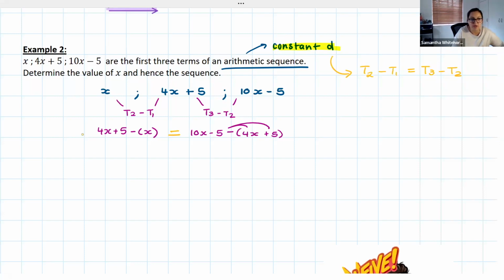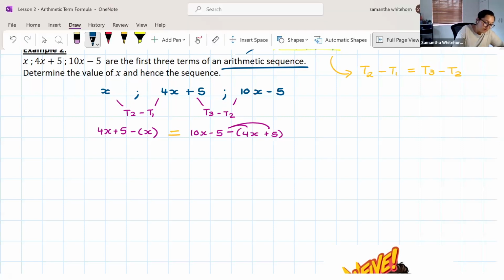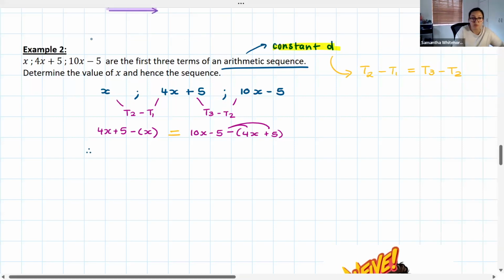So term 5 minus term 4 is equal to term 4 minus term 3. The idea is that your constant differences are the same. They are equal to each other. And so we can set up this equation. And this is now where the algebra comes in. Now, obviously, guys, if you're comfortable with the algebra and you can simplify it as you go, absolutely.